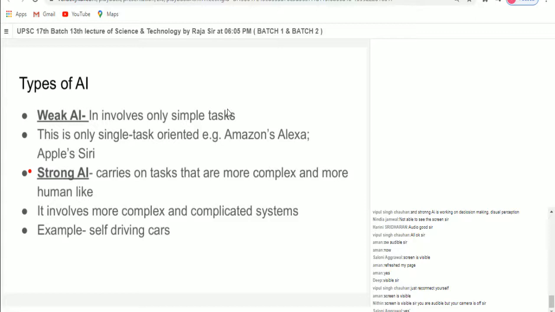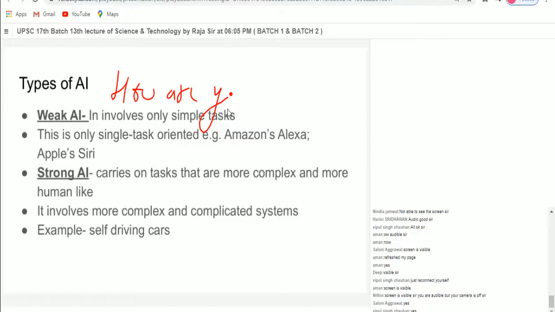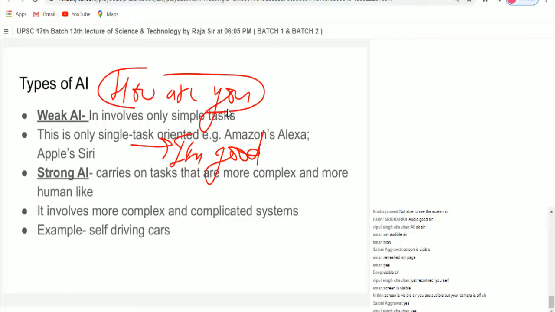Now suppose you are training your kid. You are training your kid that if someone asks you, how are you? Then you have to reply, I am good. So you have trained your kid in this manner only for one task. If anyone asks him, how are you? He will reply, I am good. You have programmed your child only for one task. You have given him some information, data, and the instruction that whenever you get this data, how are you? Then you have to reply, I am good. Is it clear? The algorithm is, if you get this data, then you have to reply this. You have programmed your kid.